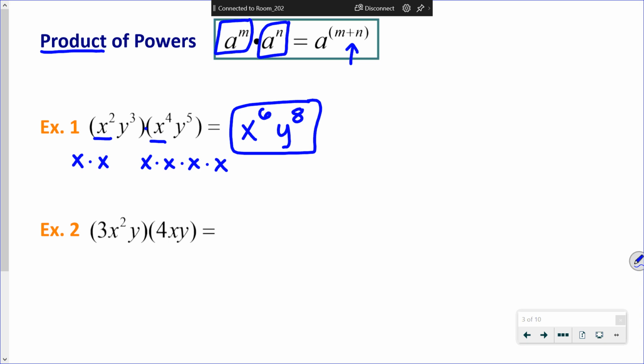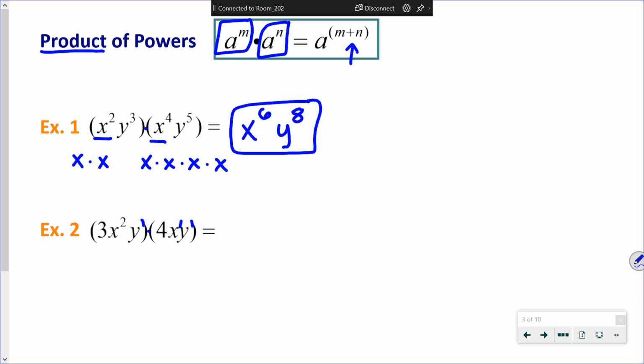In this next example, we have a couple of added tricks to it, which is that we have this 3 coefficient and this 4 coefficient that are being multiplied, and those are not powers. They're just the number 3 and the number 4. The other problem is that I see y's in here and this x in the second parentheses that don't have an exponent on them. That's because there's just one y, or there's just one x. So you can think about it as having an exponent of 1 if that helps you visualize how to do this rule.